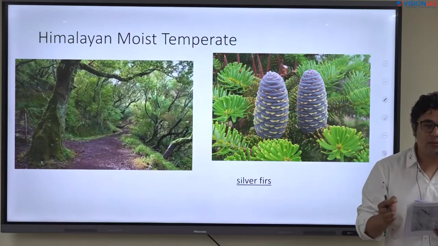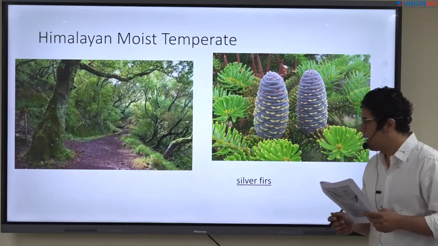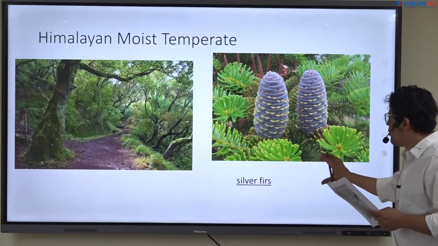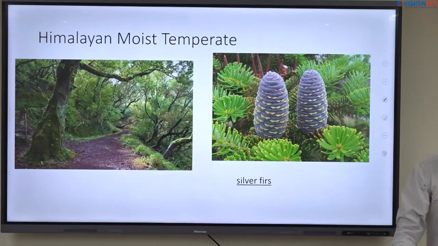Species occur in pure stands. Highlight that. Species occur in pure stand. And look at this species, silver fir and spruce. Name starts with S, both of them. So they are the major species, silver fir and spruce.